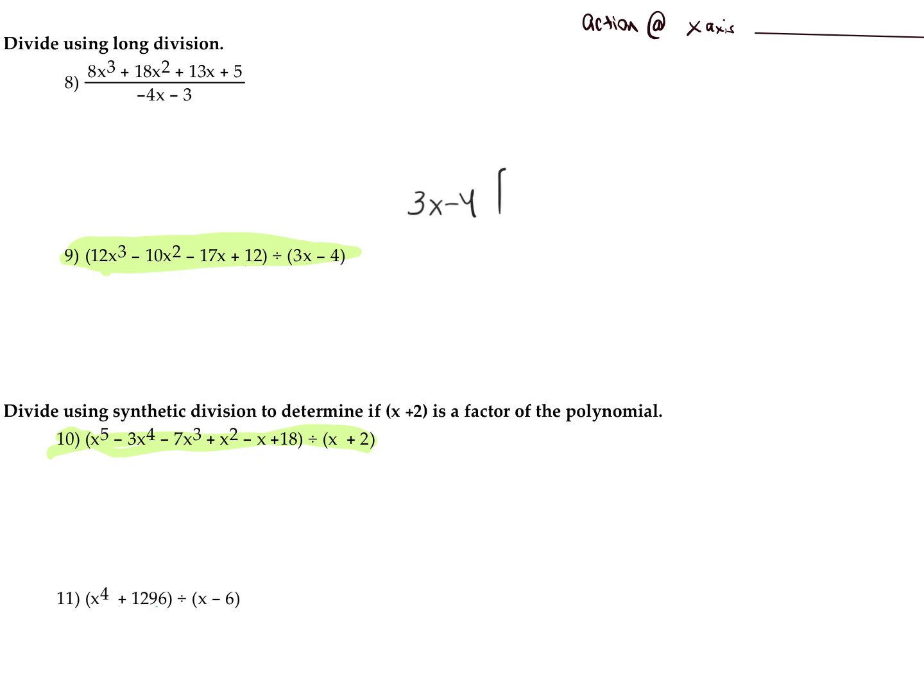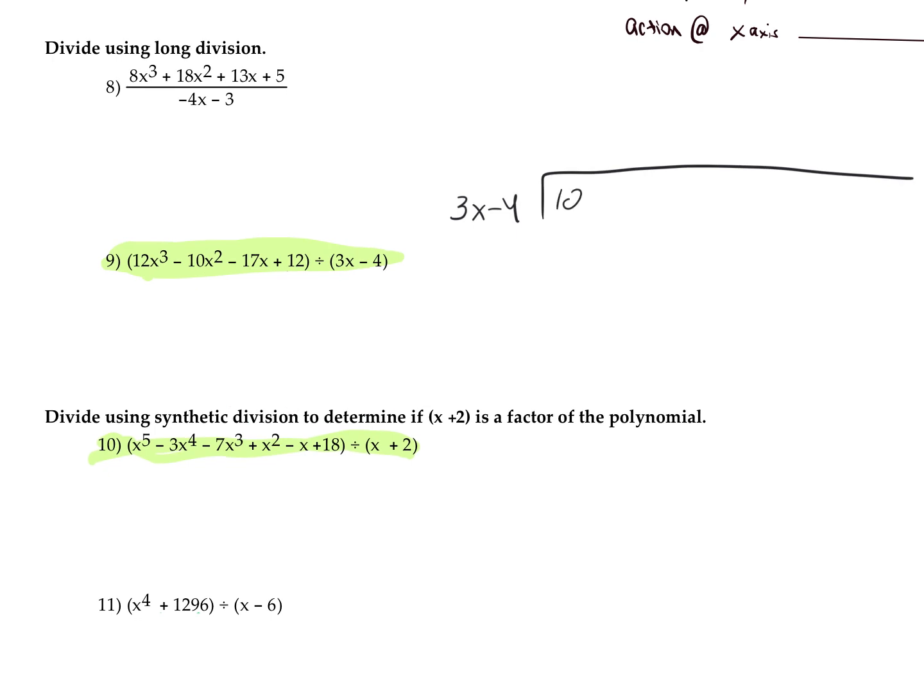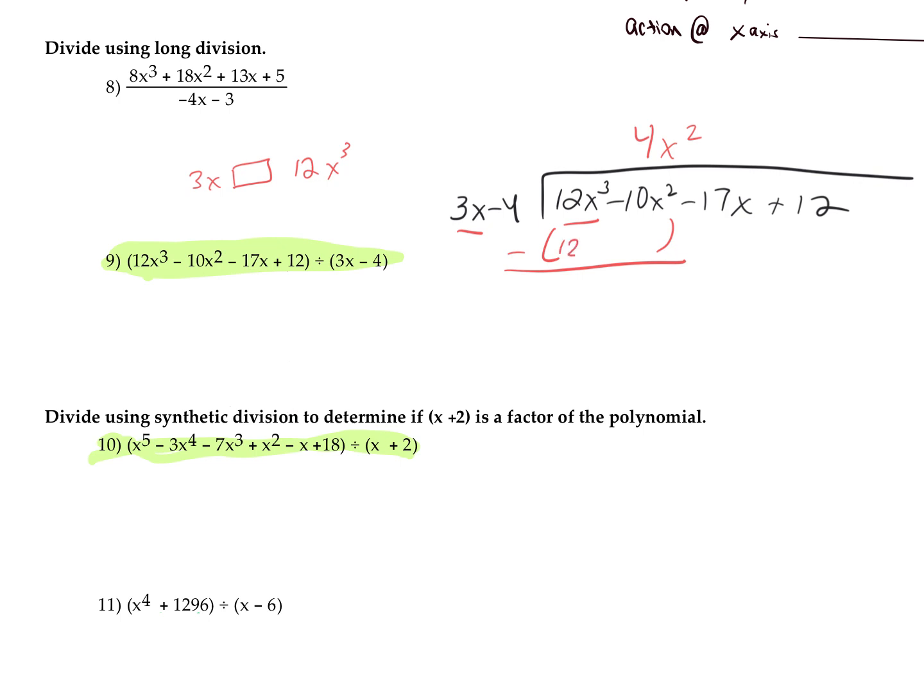3x minus 4. And then I have 12x cubed minus 10x squared minus 17x plus 12. First term into first term. So 3x times what gives me 12x cubed? What is it? 4x squared. So get your subtraction ready before you multiply. Now we're going to say 4x squared times 3x is 12x cubed. 4x squared and negative 4 is negative 16x squared.